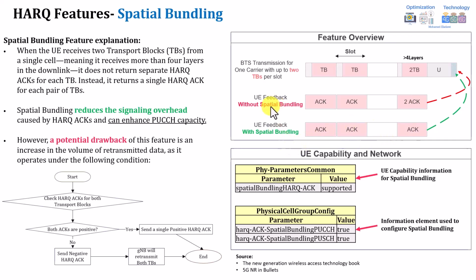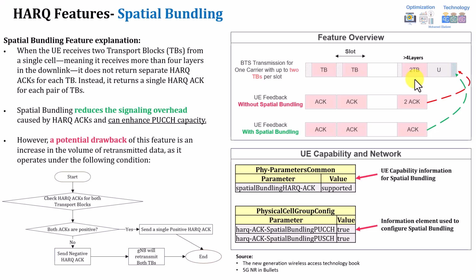So initially, without spatial bundling or without this feature, what would be the scenario? As we explained before, you have, for example, transport block 1 and transport block 2 transmitted, whenever you have, for example, rank 5, 6, 7 or 8, and two transport blocks need to be transmitted. So the UE feedback should be sent separately for each transport block. You need to send two acknowledgements, one for transport block 1 and one for transport block 2. This is the normal scenario without using this feature.